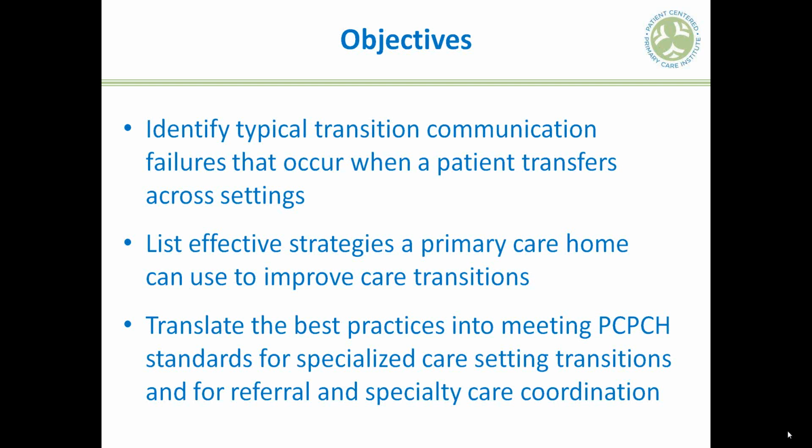Our objectives are to identify typical transition communication failures when a patient transfers across settings, list effective strategies that a primary care home can use to improve care transitions, and translate the best practices into meeting the PCPCH standards for specialized care transitions and referral and specialty care coordination.